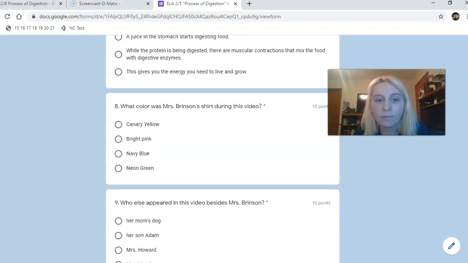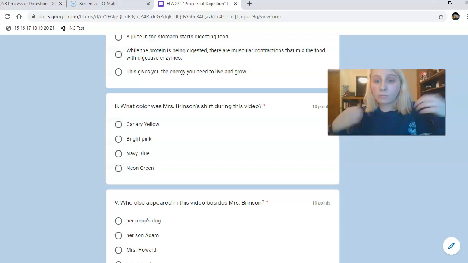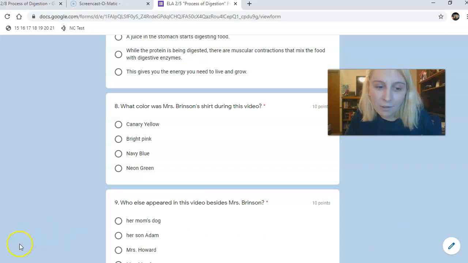Number 8. What color was Miss Brinson's shirt during this video? Okay, here's my shirt. Is my shirt canary yellow, bright pink, navy blue, or neon green? So even if the lighting's not great in here, you can eliminate 3 of those because it's clearly not anything but the color that it is. All right, hang tight so you can answer number 9.